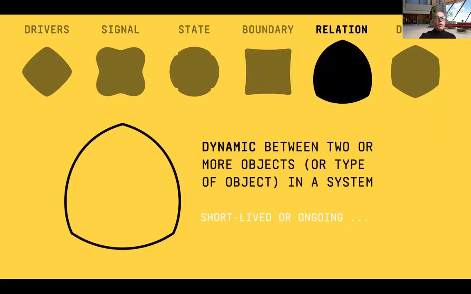There are relations between systems. Now, these can be short-lived transactions or ongoing relationships, but there's a dynamic between at least two or more objects or types of objects within a system. So relations are the types of things within a system that make them more predictable, because there are certain ways in which pieces of the system interact that you can make generalizations about.